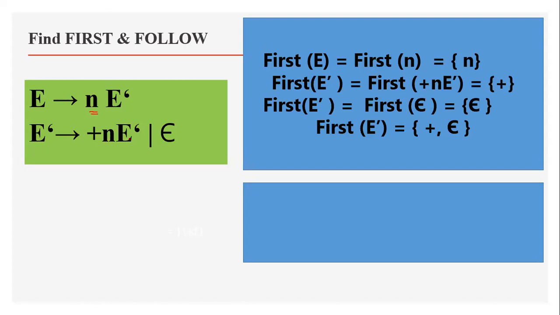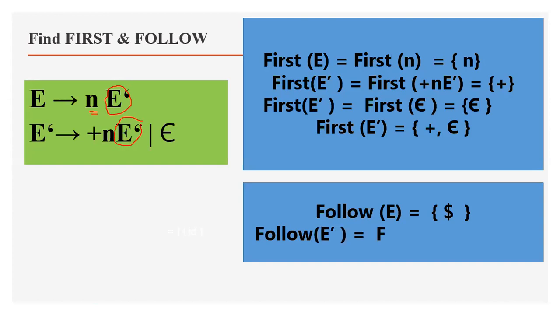Next, we will find follow. Follow of E is dollar, as it is the start symbol, and we are not having E on the RHS side. We only have the non-terminal E dash on the RHS side. So follow of E dash is equal to follow of E, which is also dollar. We computed first and follow, and our next job is constructing the predictive parsing table.